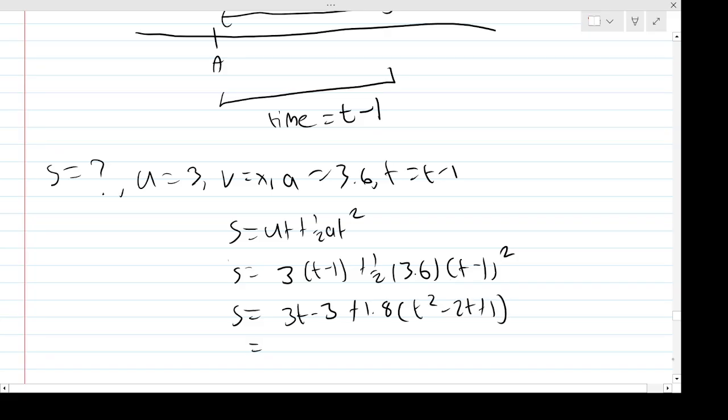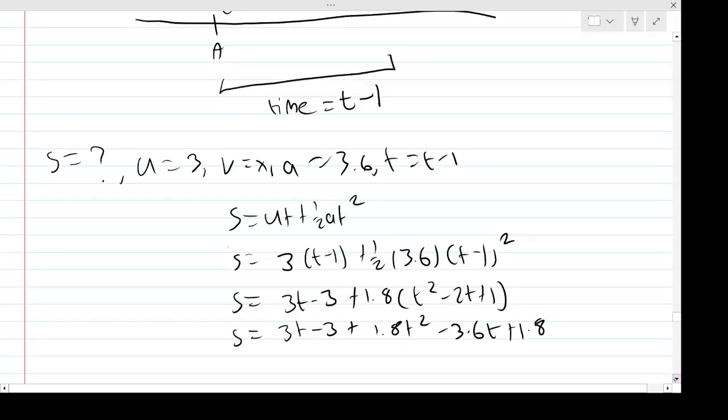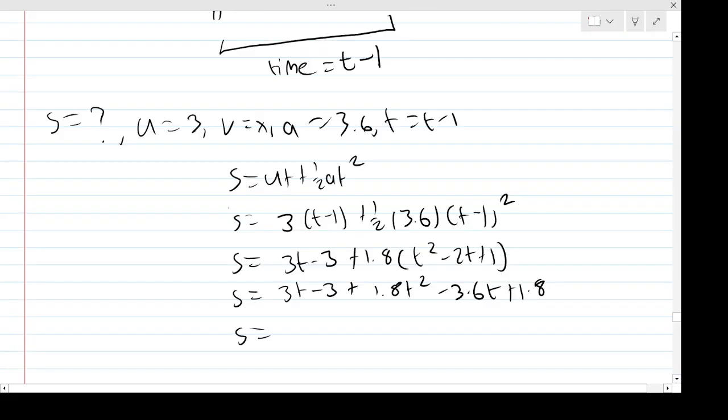And so if I expand the 1.8 in front, that's going to be 1.8t squared minus 3.6t plus 1.8. And so if I clean this up, I get 1.8t squared. Then 3t take away 3.6t is minus 0.6t. And then I have minus 3 plus 1.8, that'd be minus 1.2. So that's my final answer.